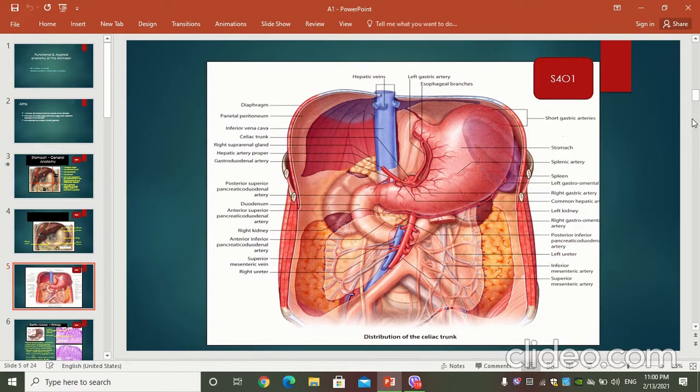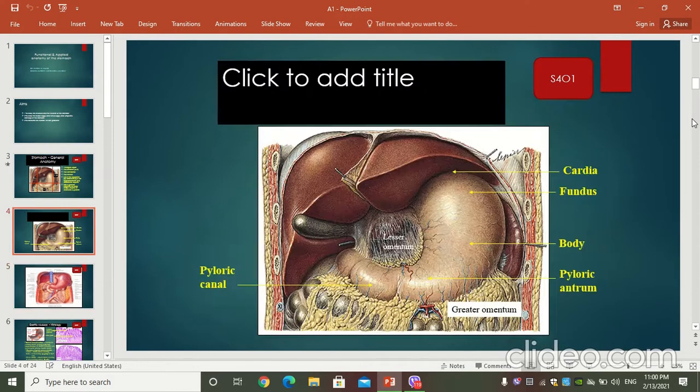Relations of the stomach. We have anterior relation and posterior relation. Anteriorly the stomach is related to the liver and to the anterior abdominal wall, the diaphragm, costophrenic angle, within the pleura, left pleura, left lung.